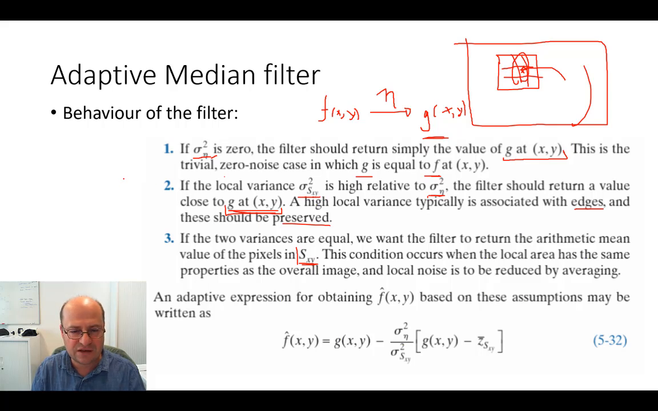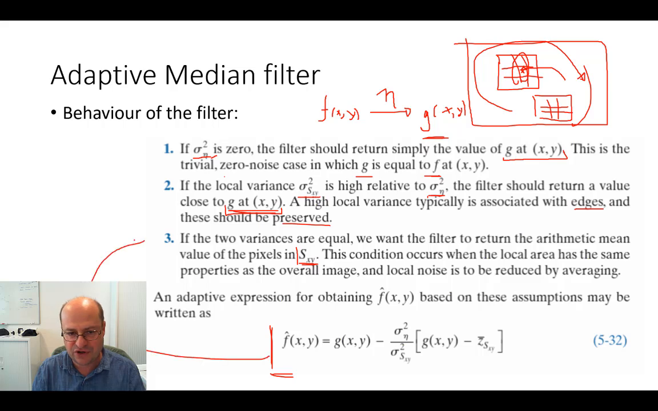So you have three cases. That's why it's adaptive, because it's going to adapt given a relation between the local statistics of your moving window with respect to the total global statistics of the image. That is the expression that formally represents this procedure that we just explained.